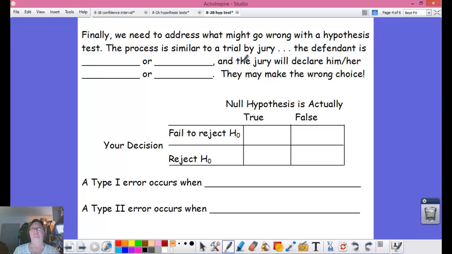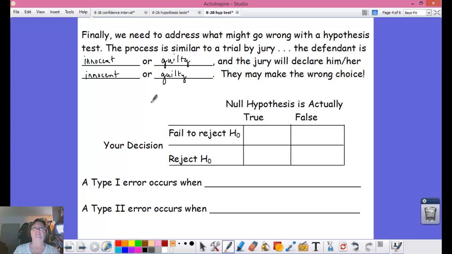This process is similar to a trial by jury, folks. The defendant is either innocent or guilty in a trial, and the jury is going to choose one of those things. The jury will say he is either innocent or guilty. And if you think about that for just a moment, it's very possible that a person can be innocent and yet be found guilty. They would have made a mistake, but that's a possibility. It's also possible that a person is guilty of the crime and is declared innocent. That is also a terrible mistake. Both of those things are bad. We don't want either of them to happen.